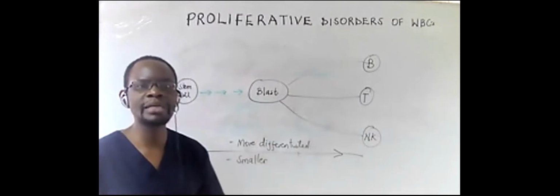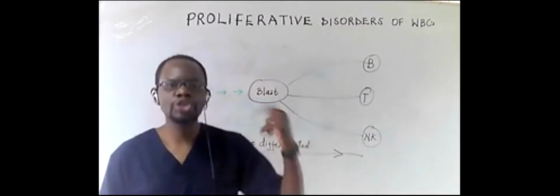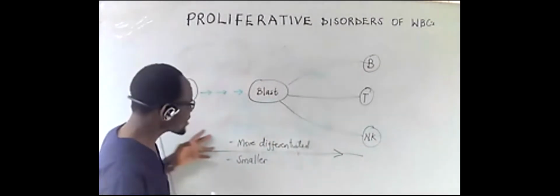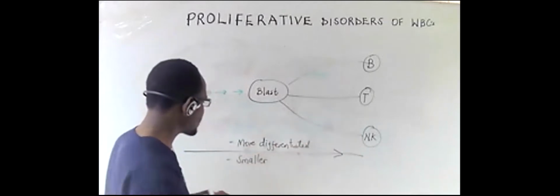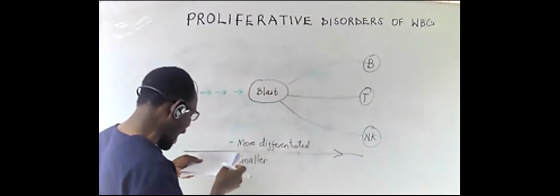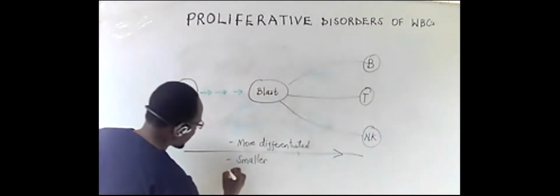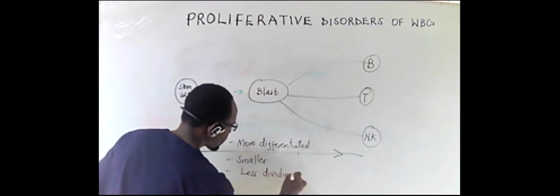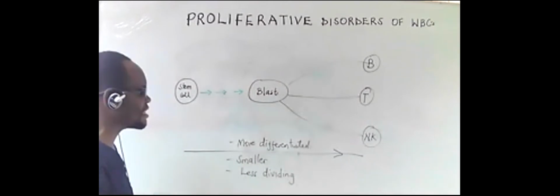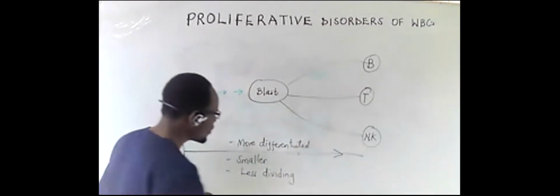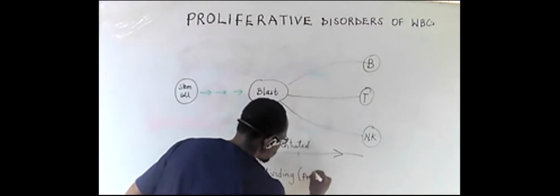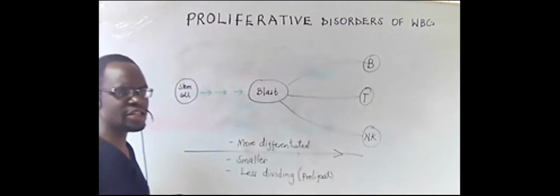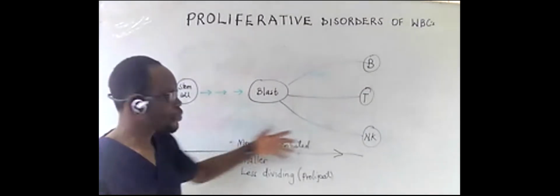More differentiated basically means they are able to perform their function. So as you move towards that, the cells become more differentiated. They become smaller and even less dividing. You have less division or proliferation as you move towards that direction.